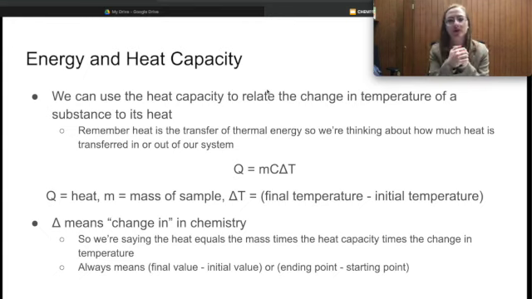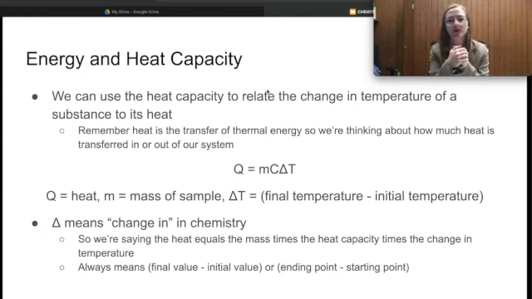But again, the Q stands for heat, m stands for the mass of the sample, and then the delta T means final temperature minus initial temperature. So where did the process end and where did it start? Just to be a little more clear, that delta in science and chemistry generally means change in. So you can read delta as the words change in when we're looking at this in chemistry.